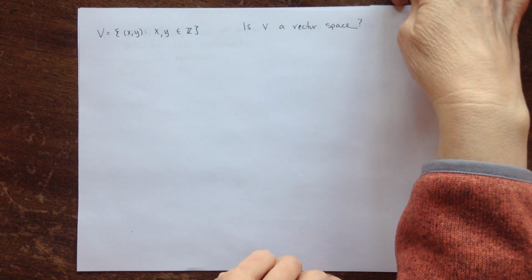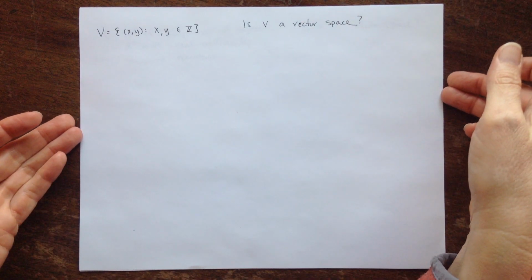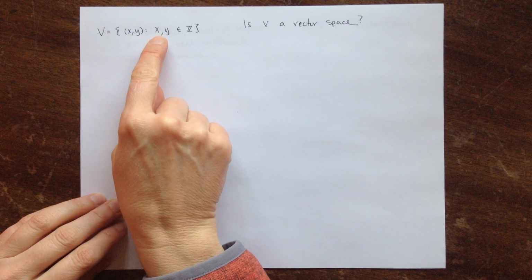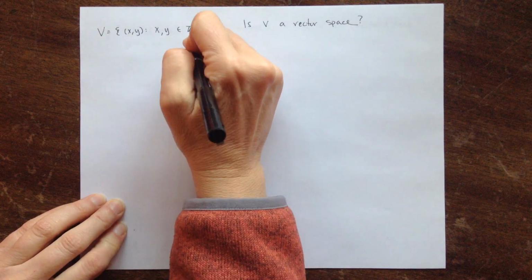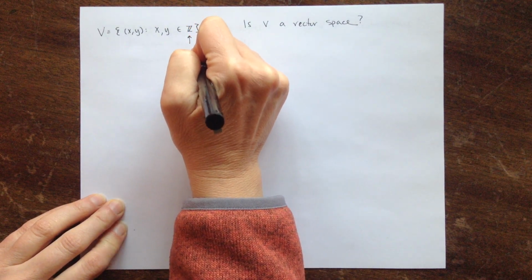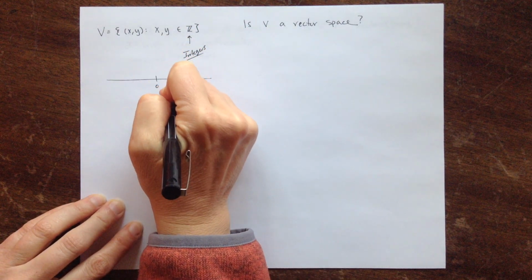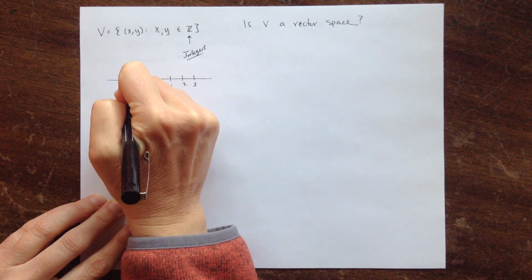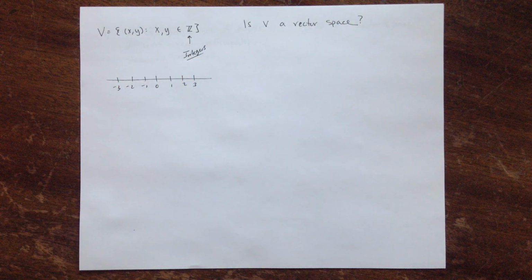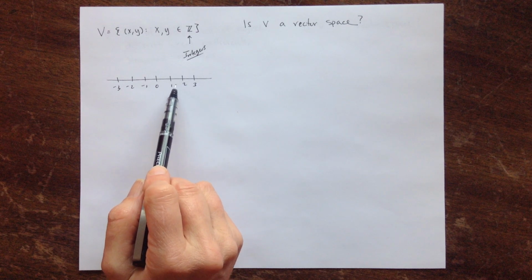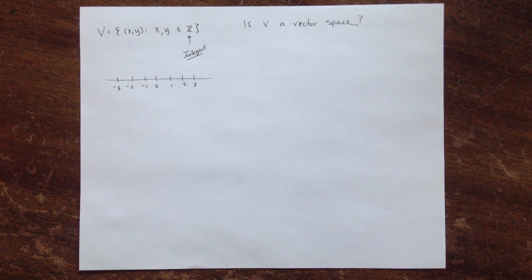So here's another set of vectors. V is equal to the vectors, ordered pairs x and y, but in this case x and y are from the integers. So the integers are, if you draw a number line, 0, 1, 2, 3, negative 1, negative 2, negative 3. Typically your tick marks represent the integers, and mine do here. So the integers are 0, and then what some people call the counting numbers, 1, 2, 3, and then the negatives, negative 1, negative 2, negative 3, going on forever in both directions.